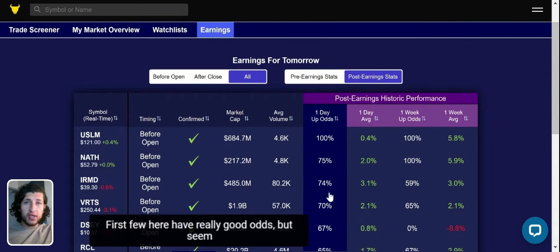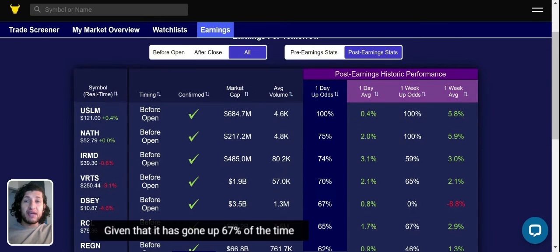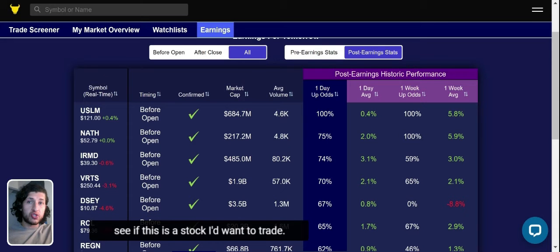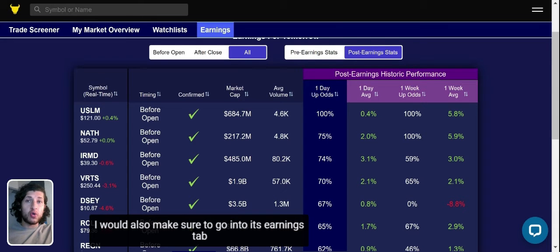The first few here have really good odds, but seem to be pretty illiquid given their average volumes. So the first one here that looks interesting to me is DSEY. Given that it has gone up 67% of the time on the day following its earnings releases, I would definitely click into the stock to do some more due diligence and see if this is a stock I'd want to trade. I would also make sure to go into its earnings tab to see how many past earnings releases the statistics are based on, and to get a more detailed distribution of the historic performances following its earnings releases.